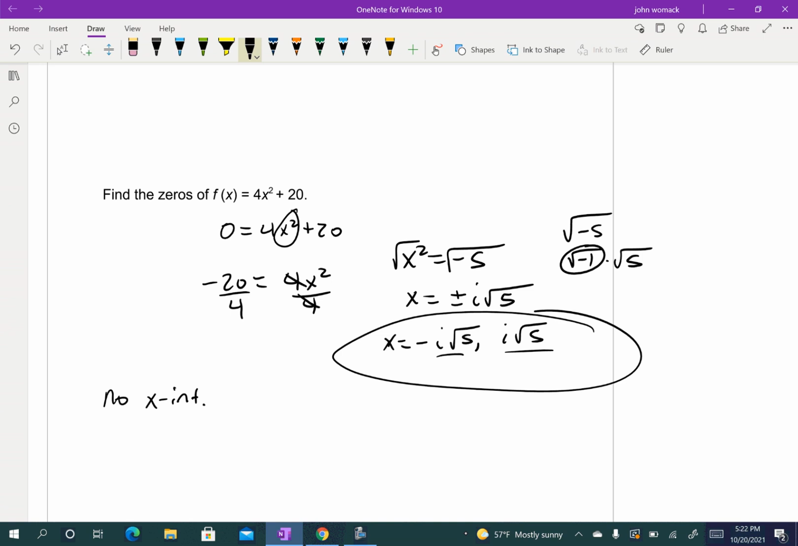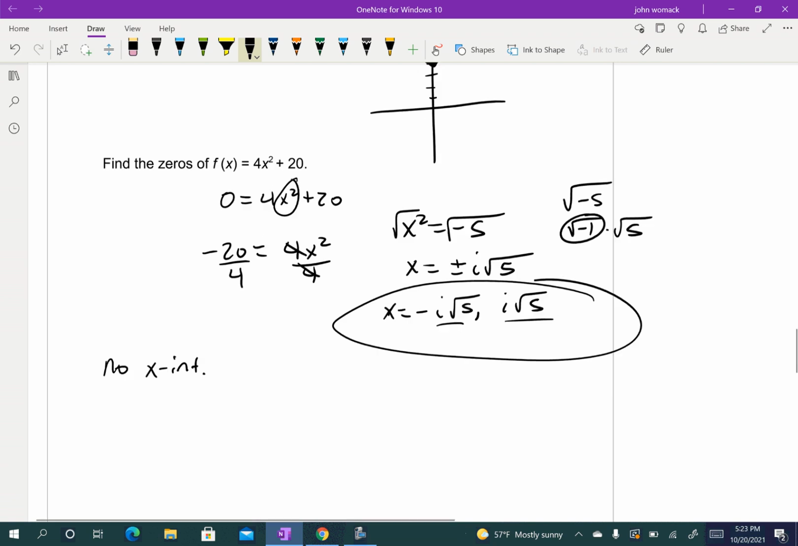By the way, we can tell this on the graph. I'm not going to draw a sketch of it, but just to think about it, this is really just shifted up 20 and has a vertical stretch of 4. So let's say this is 5, 10, 15, 20. It's up here, has a vertical stretch of 4, so it's going to be really steep. That parabola, something like that, has no x-intercepts. But it still has zeros. So long story short, x-intercepts are always zeros of the function, but the function can have zeros that are not x-intercepts. The only time that happens is if they are imaginary, like that problem right there.